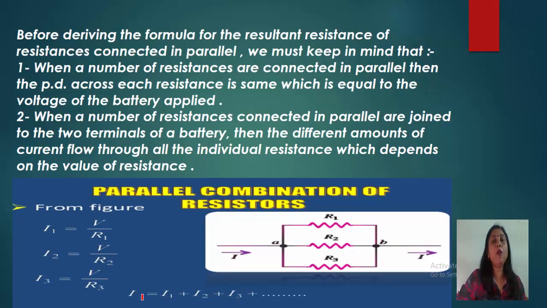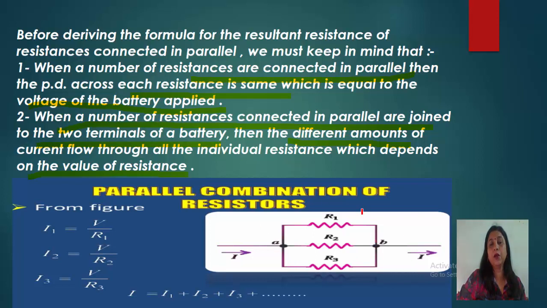Now, before deriving the formula for the resultant resistance of resistances connected in parallel, we must keep in mind that when a number of resistances are connected in parallel, the potential difference across each resistance is the same, which is equal to the voltage of the battery applied. And when a number of resistances connected in parallel are joined to the two terminals of a battery, different amounts of current flow through the individual resistances, depending on the value of the resistance.